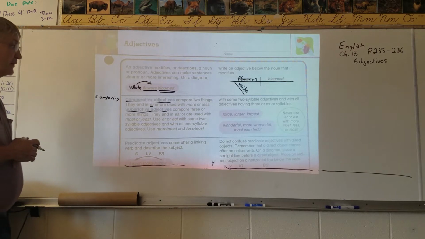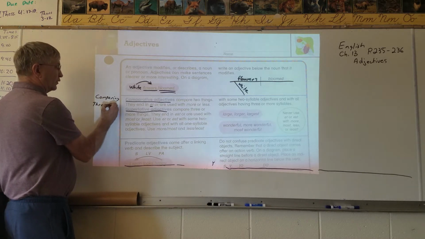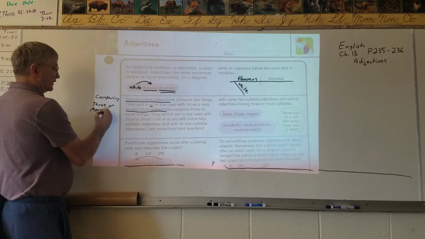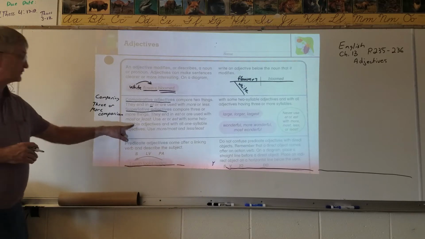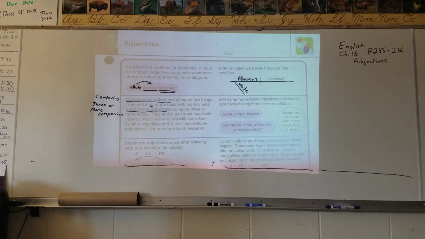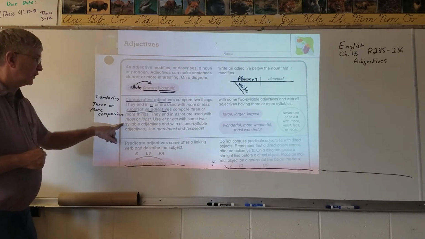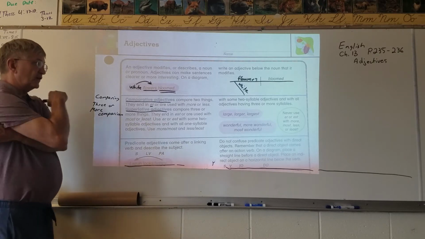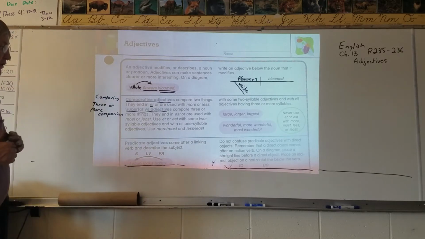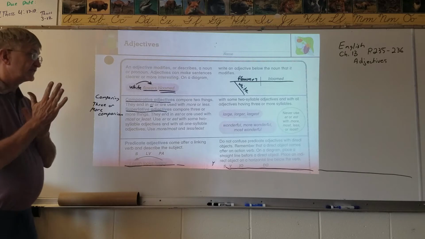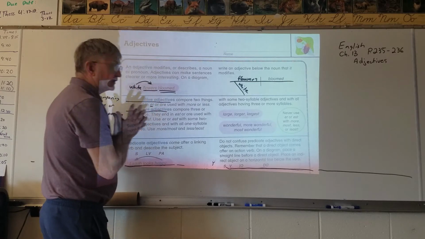Superlative means comparing three or more things. So they're both comparing, but the superlative is the key phrase, which is three or more. All right, now, they usually end in EST or are used with most or least. Use ER or EST with some two-syllable adjectives and with all one-syllable adjectives. Use more or most and less or least with some two-syllable adjectives and with all adjectives having three or more syllables.